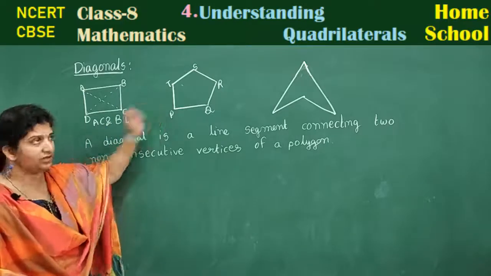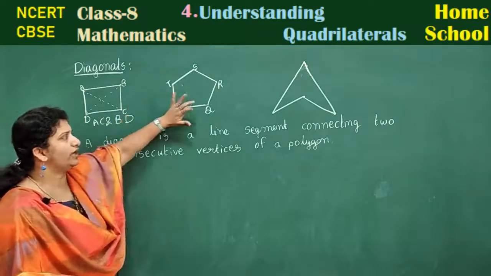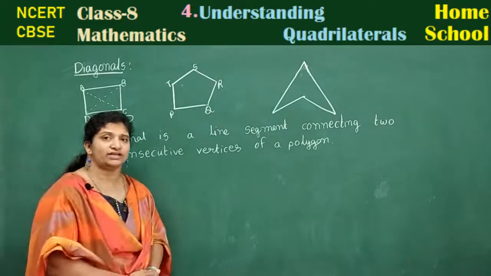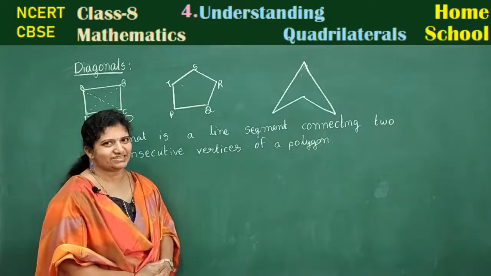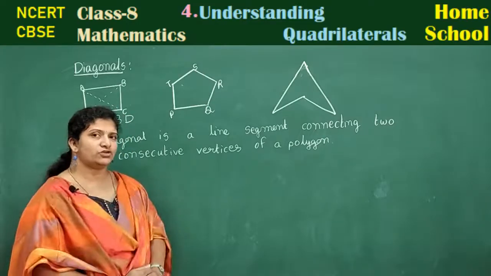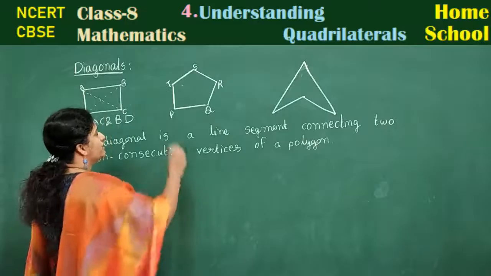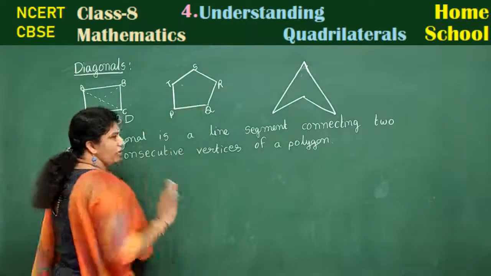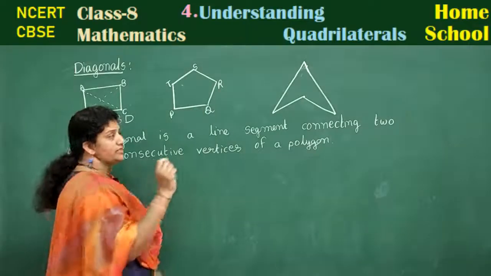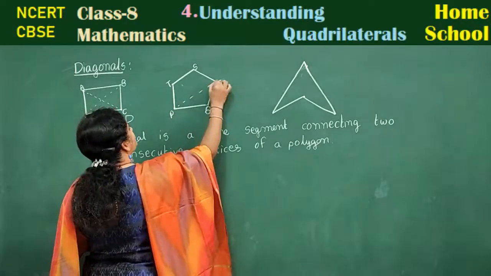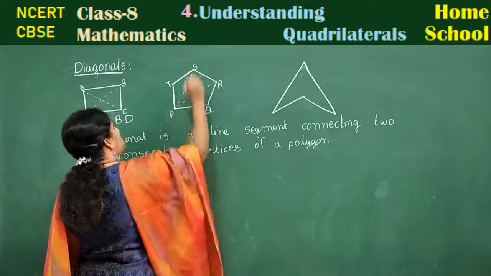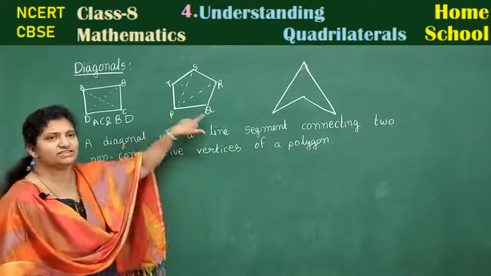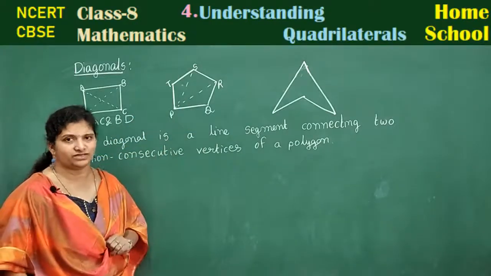Let's see the next figure. 1, 2, 3, 4, 5. You have 5 sides. Which type of polygon is it? Pentagon. Yes. So, how many diagonals can you draw for this? Look here. Suppose I start with P. For P, Q and T are consecutive. For non-consecutive vertices, I may draw PR and PS as the diagonals.